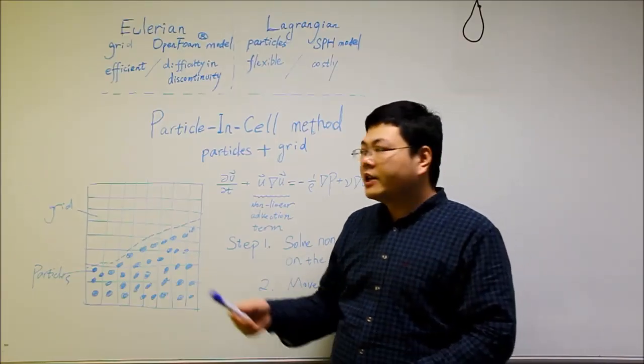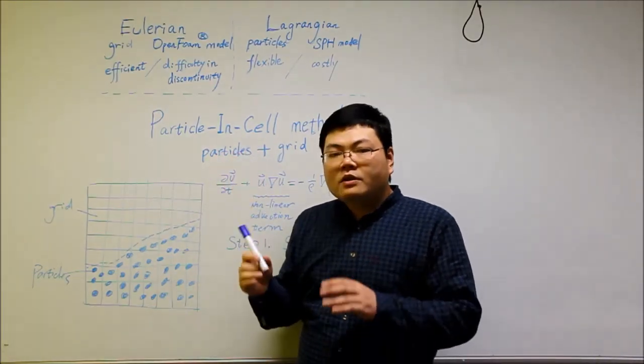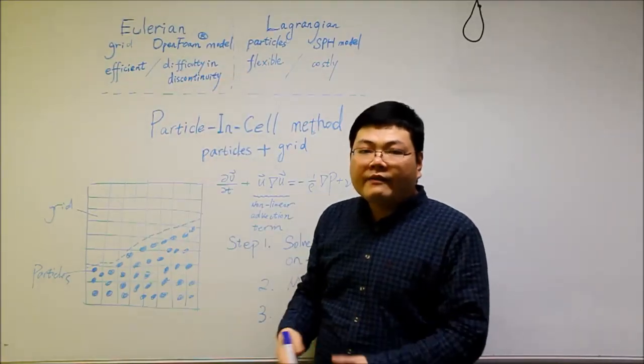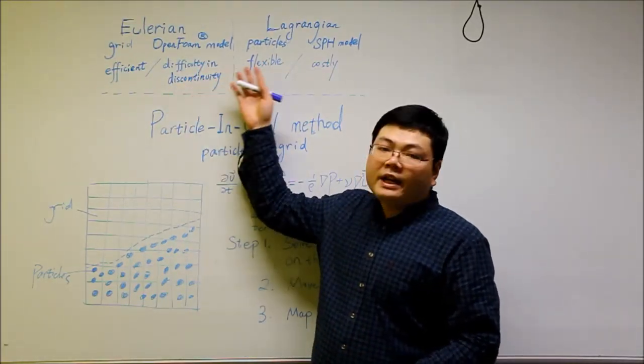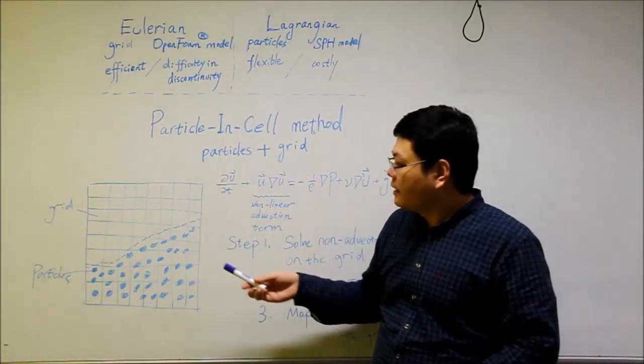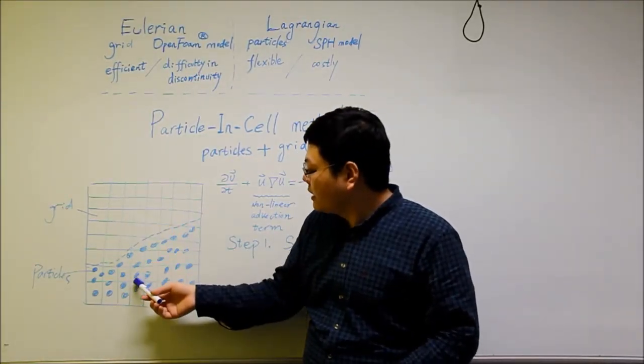The idea of the particle in cell method is to resolve those issues in pure methods and combine the advantages of pure Eulerian and Lagrangian methods through a joint use of particles and grid. Here's an example: grid and particles.